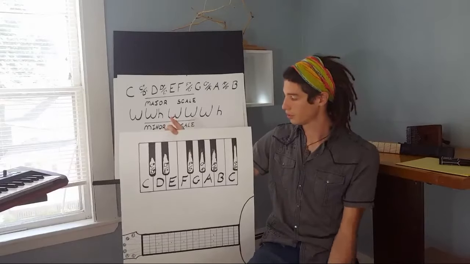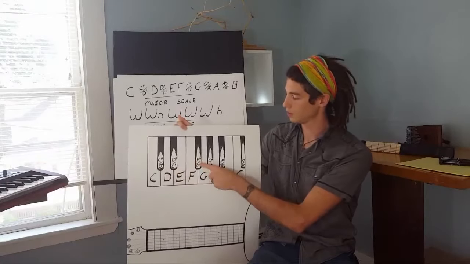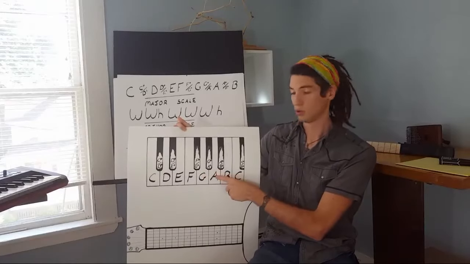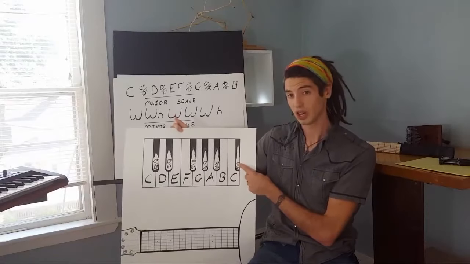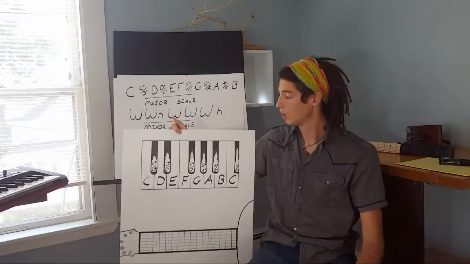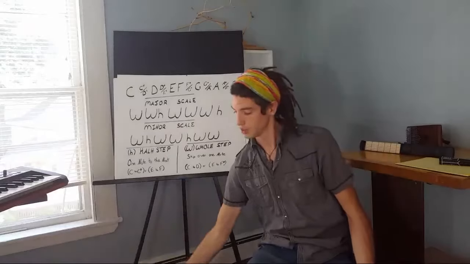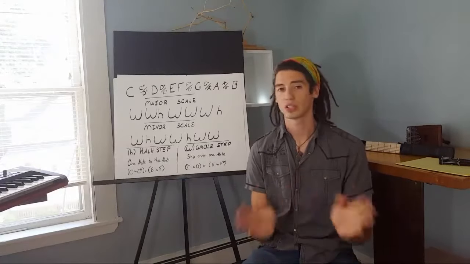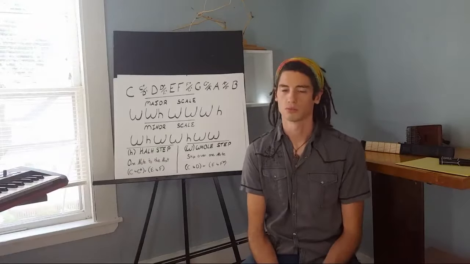But if I want to start on a different note, say I start on D, a whole step brings me to E, a whole step brings me to F sharp, half step brings me to G, whole step brings me to A, whole step brings me to B, whole step brings me to C sharp, and a half step brings me back to D again. So no matter what note I start on, if I can remember that formula, I can figure out what my scale is. Every single scale, major or minor, has 7 notes.